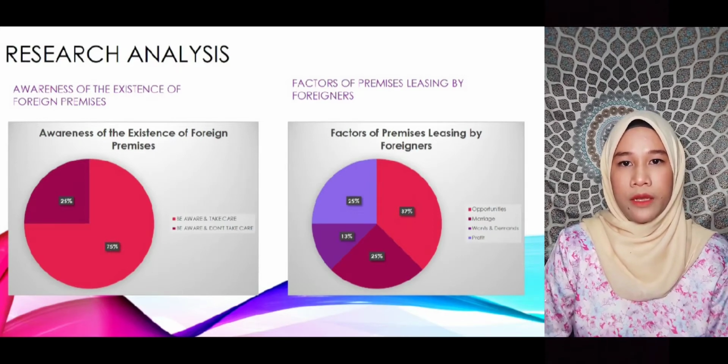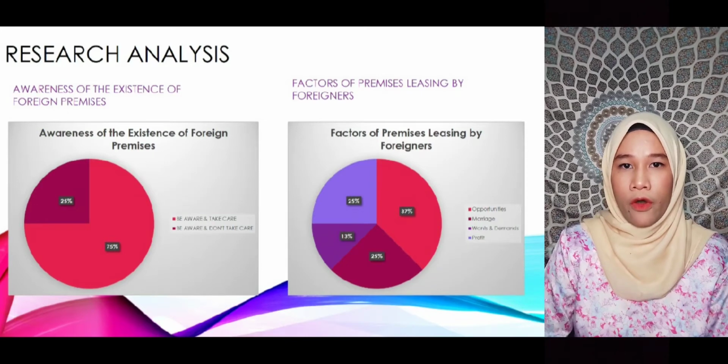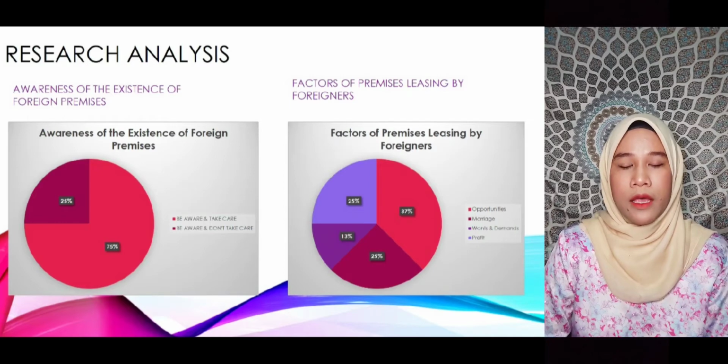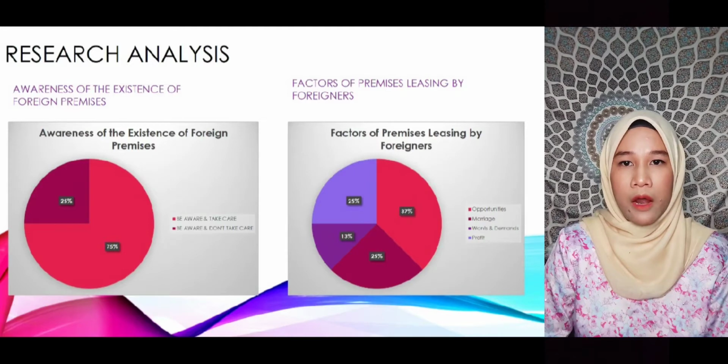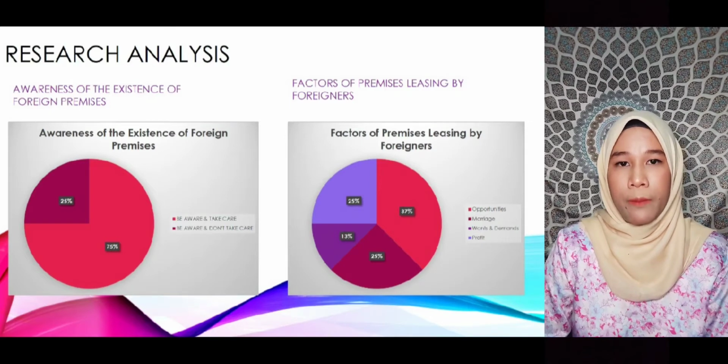From the data obtained as a result of the interviews with the respondents, on the awareness of the existence of foreign premises, 75% of respondents are aware and care about the issues, and 25% are aware but don't care about the issues. This shows that all respondents are aware of the existence of foreign premises, but 25% of respondents do not intervene because the premises rented by foreigners are owned by individuals.